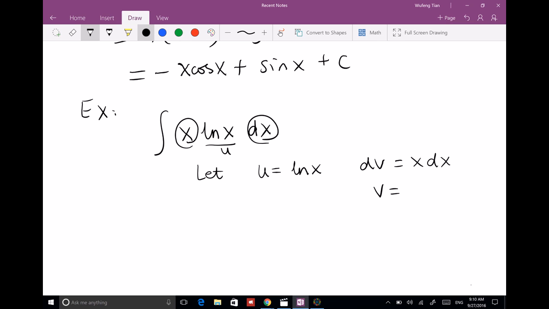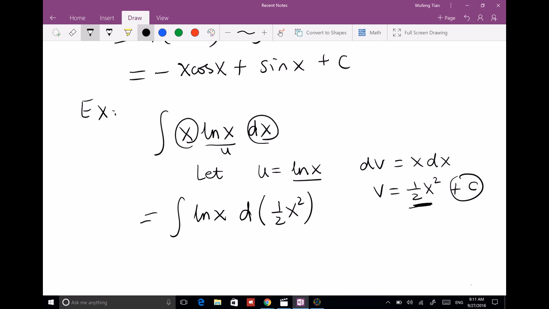Now I solve for v. Take the antiderivative on both sides, take integration, so it's half of x squared. Well, you probably say, oh, I have plus c. It doesn't matter when we apply it here. You don't have to write down the plus c when you solve that problem, because you just want to know what the v function is. It still has an integral, which contains that c. So now let's do the integration by parts. So u dv: I have ln x d of v, which is half of x squared. Why don't I contain the c here? Because I still have an integral here, so the c is contained in the whole integral.